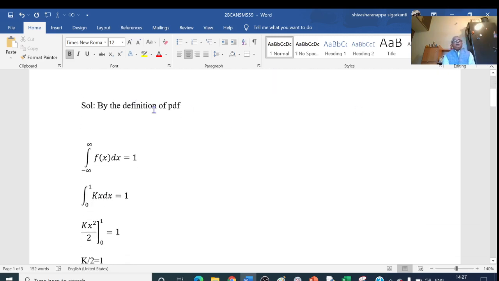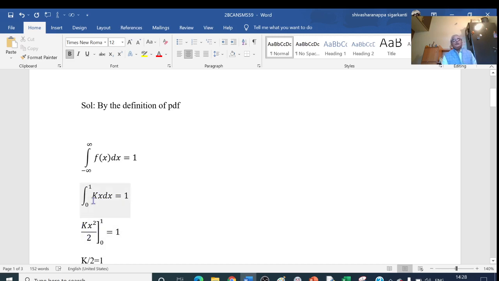By the definition of PDF, we have the integration from minus infinity to plus infinity of f(x) dx is equal to 1. But here from minus infinity to 0, the f(x) value is 0, and after 1 again its f(x) value is equal to 0. Therefore this reduces to the integral from 0 to 1 of f(x) dx. So in this range the f(x) value is kx dx equal to 1.